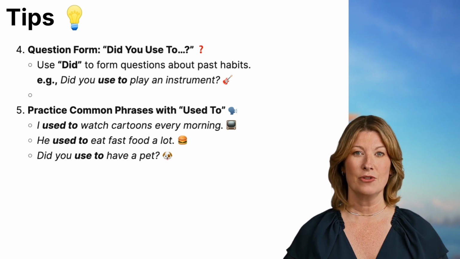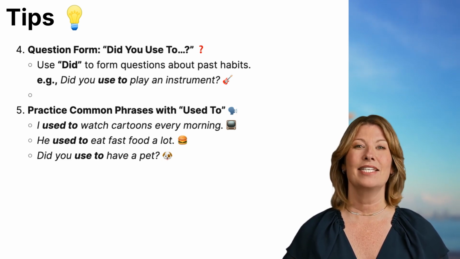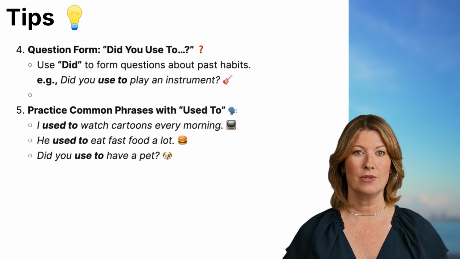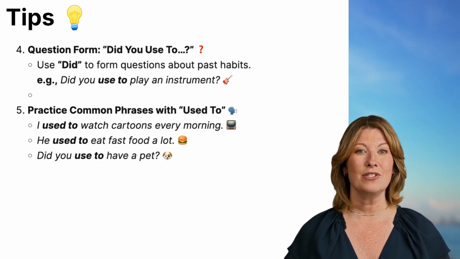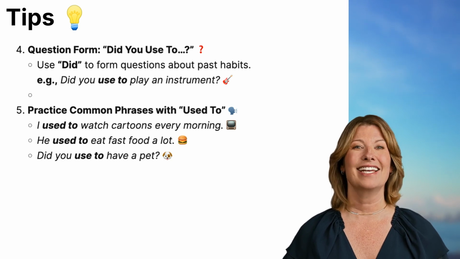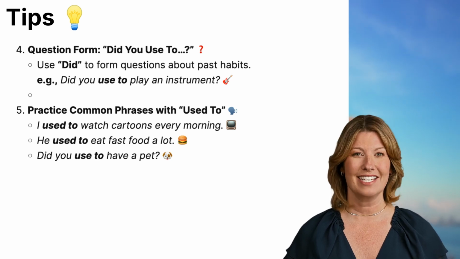4. Question form. Did you use to? When asking questions about past habits, use did at the beginning of the sentence. Example, did you use to play an instrument? More examples. Did she use to live in Canada? Did they use to study together? Just like in the negative form, use stays in its base form, no D after did.